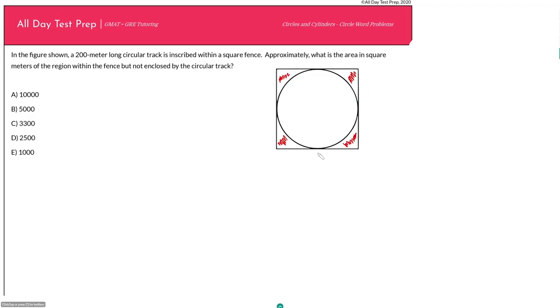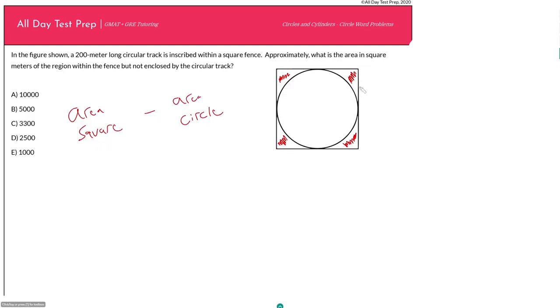Well, we have this square perimeter around this circular track. And so if we can find the area of our square and then subtract out the area of our circle, that should leave us with nothing but our four corners. So how do we do this?